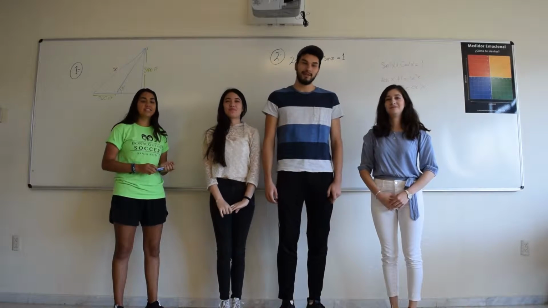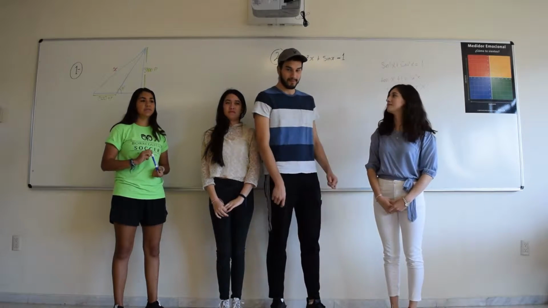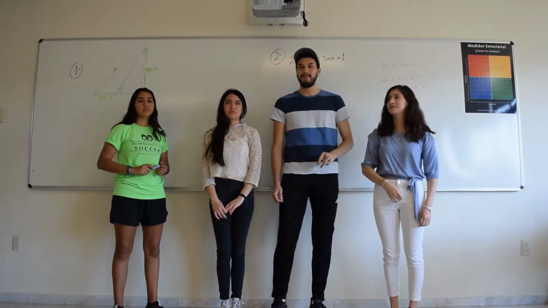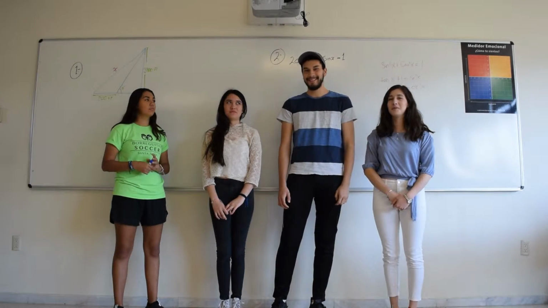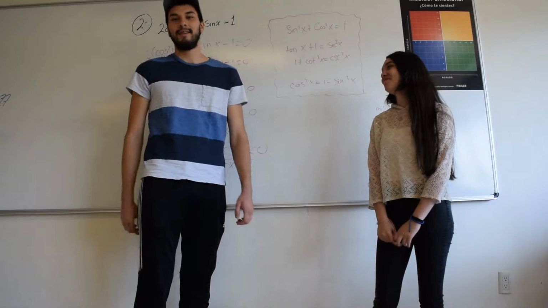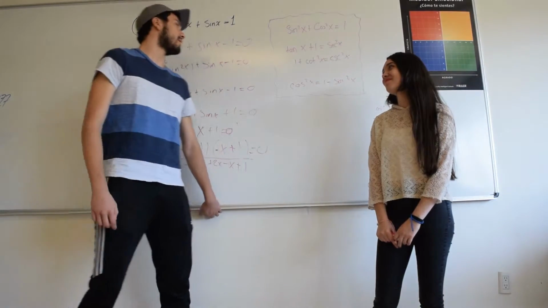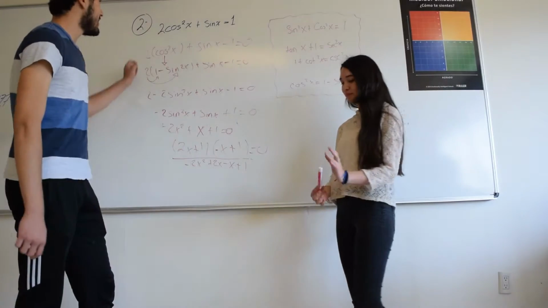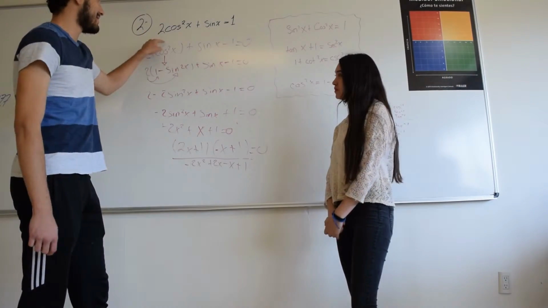And now we're going to resolve this other trigonometric problem, trigonometric identities. Okay, this is our second problem of trigonometric identities, and now we're going to solve this.